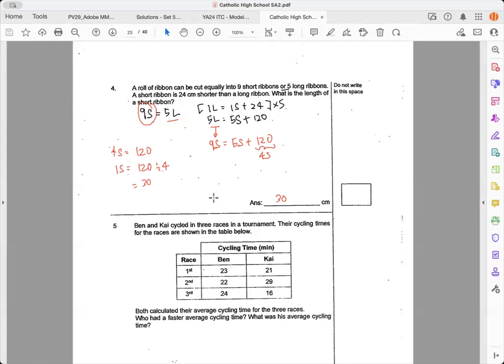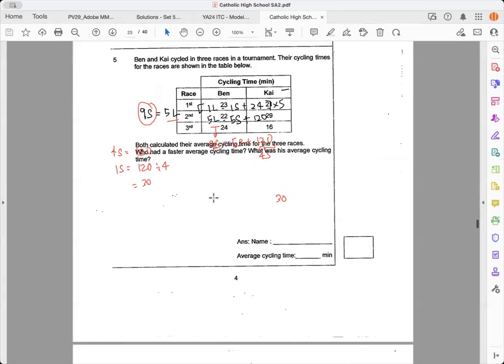Question 4. Question 5 is also pretty easy. I'm going to go faster for question 5. Ben and Kai cycled in 3 races in the tournament. Their cycling times for the races are shown in the table below. Ben and Kai each calculated their average cycling time for the 3 races. Who had a faster average cycling time?